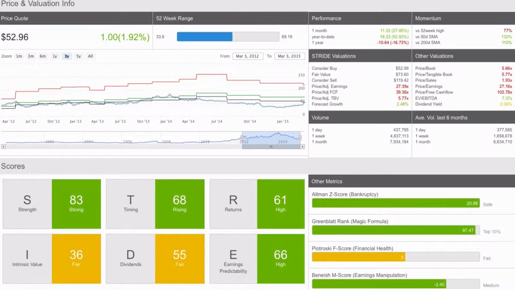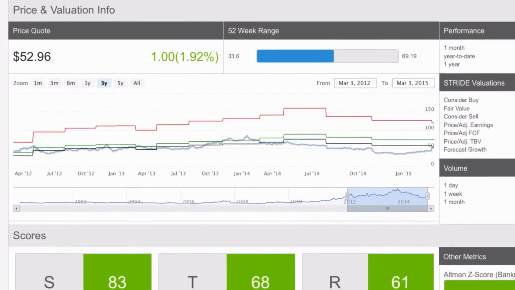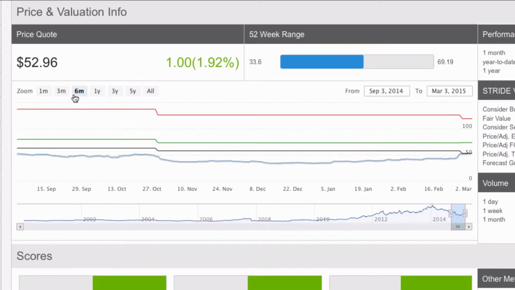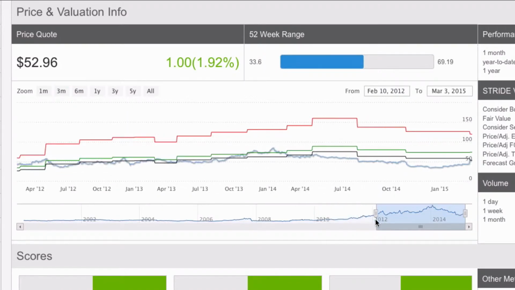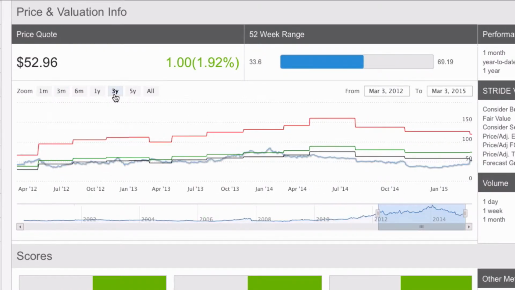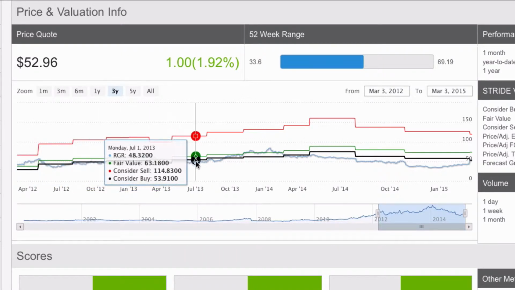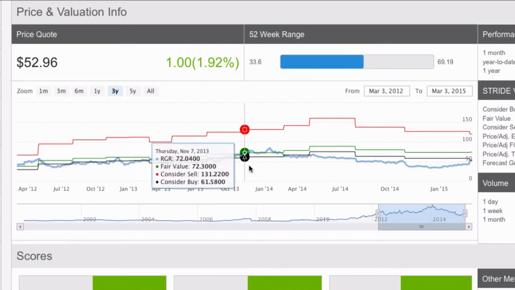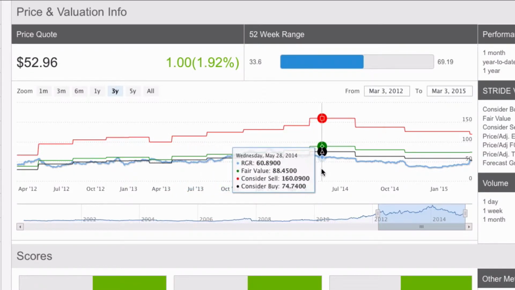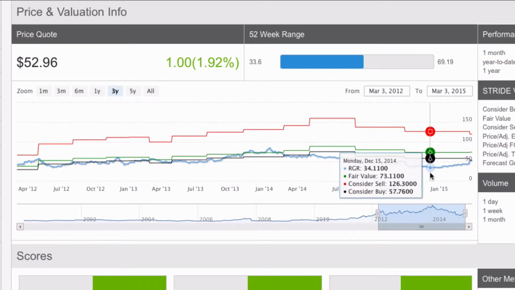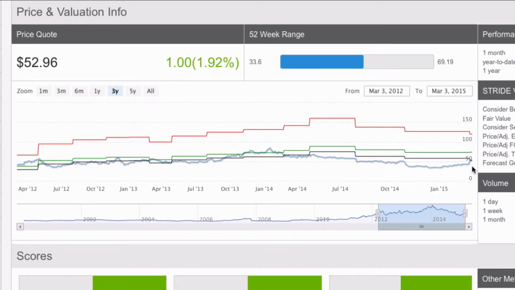Let's start with the graph. This maps the share price and Stride valuations of this company over the past 3 years. You can change the time frame with these buttons. The blue line is the share price. Black is Stride's consider buy, green is fair value, and red is consider sell. Stride's stepped lines show you how the engine has adjusted its valuations of this business with each official financial report and compares these valuations with the share price.